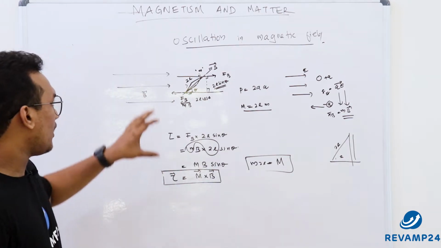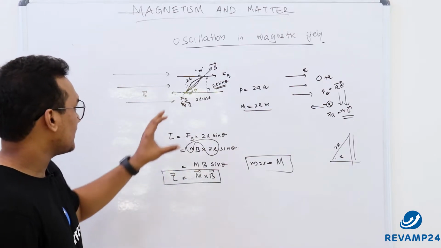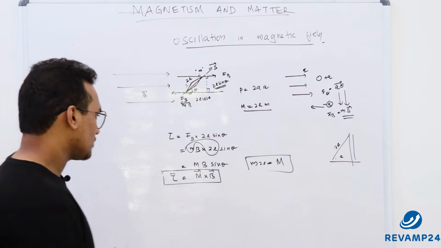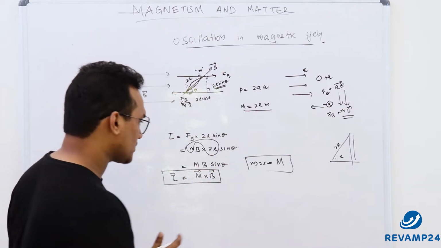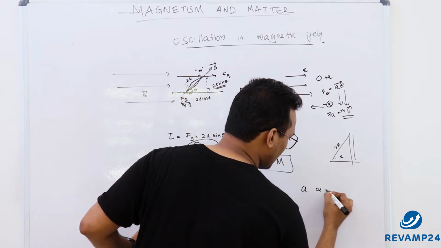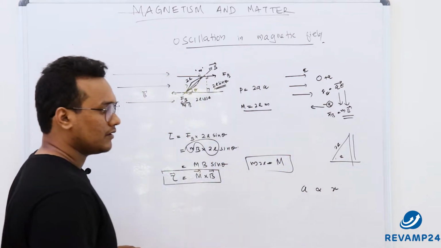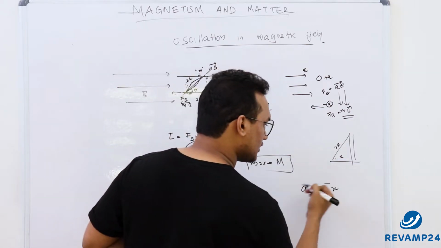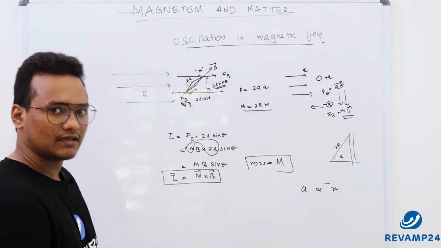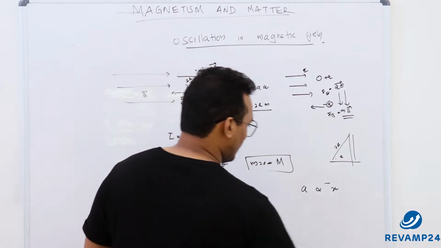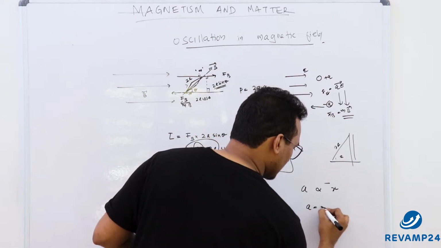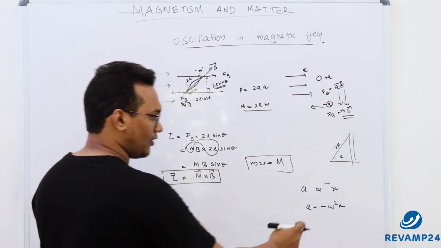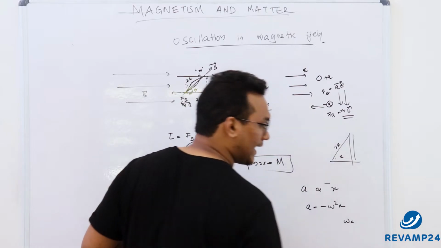Now how will we check whether it is oscillating in simple harmonic motion? What is the property of simple harmonic motion? Acceleration should be directly proportional to displacement, and the direction of acceleration should be opposite to the displacement. This we have learned last year. We also have an equation: acceleration is equal to minus omega square x, and omega is the angular frequency.